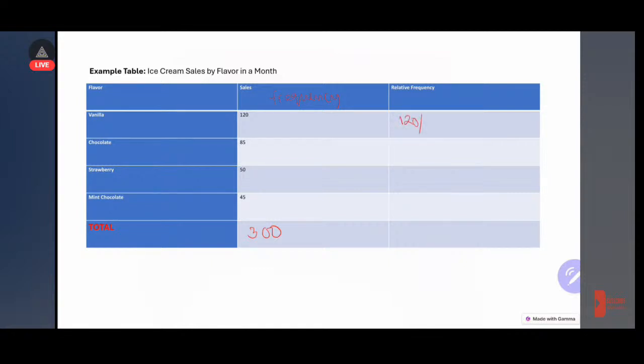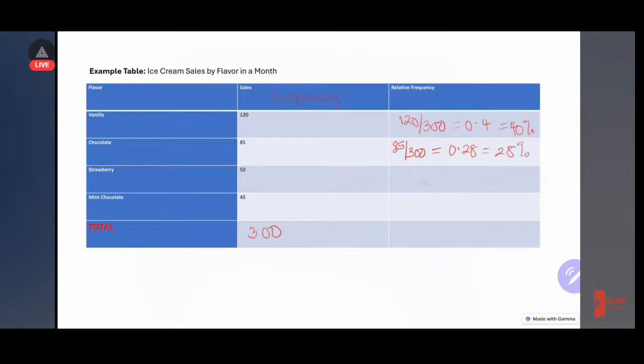120 divided by 300. And this is going to give us what? 0.4. And in percentage, you can say that this is the same thing as 40%. Now, doing the same thing for chocolate, we have 85 as the frequency for the category divided by the total of 300. This gives 0.28, and this is equivalent to 28%.